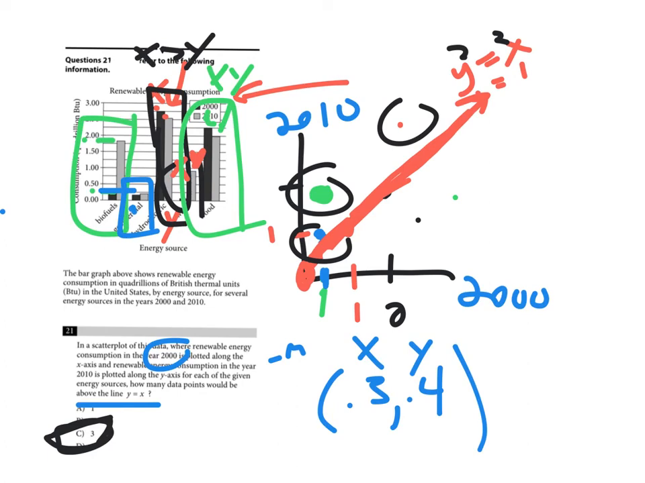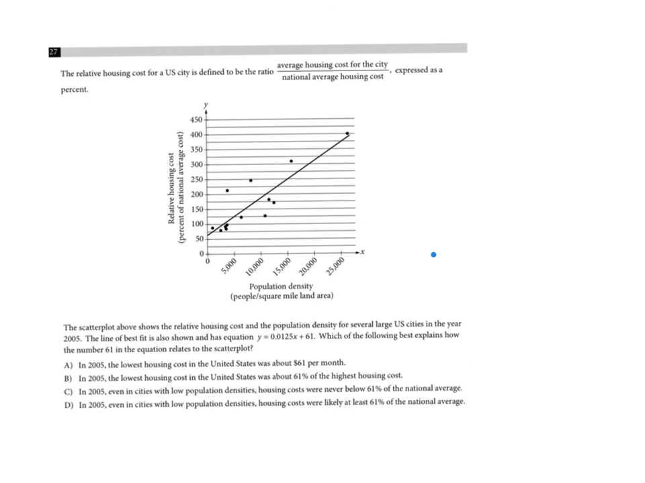B is the form of the equation. Problem 27, the relative housing cost for a U.S. city is defined by this ratio, this fraction. You take the average housing cost for the city and divide it by the national average housing cost. And in this problem you're given a scatter plot showing the relative housing cost and the population density for several large cities in 2005.